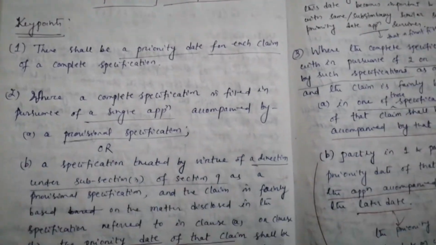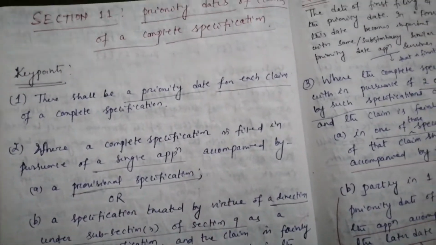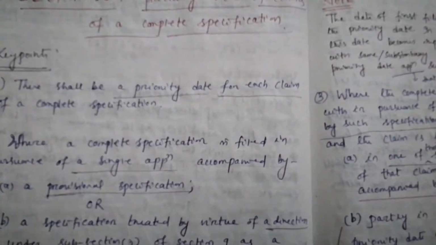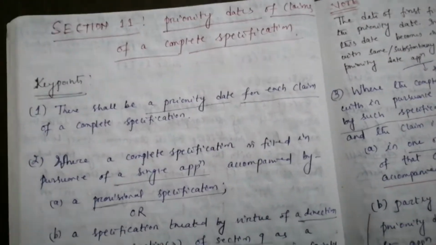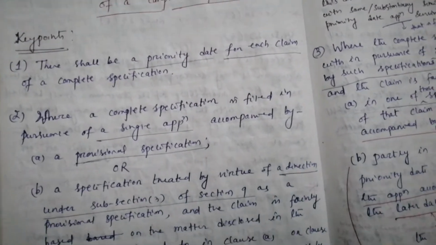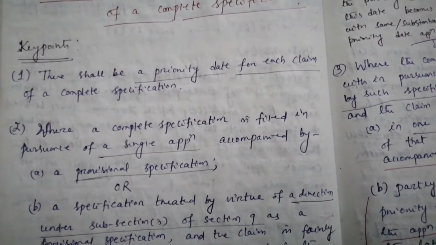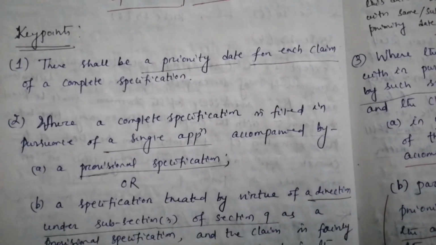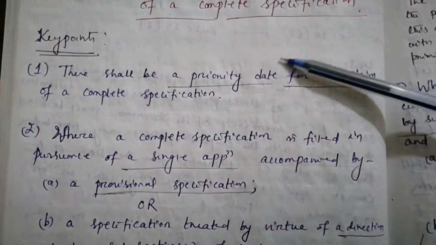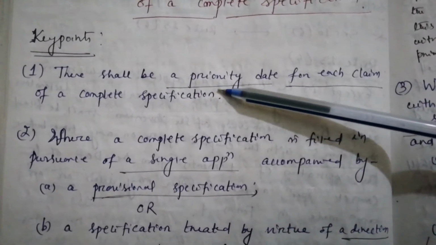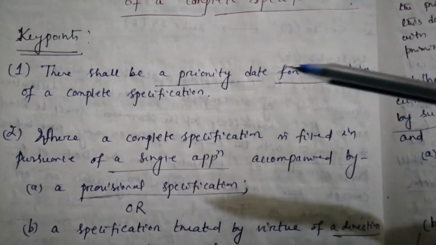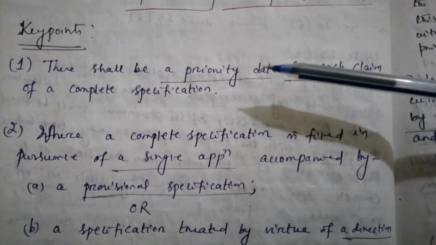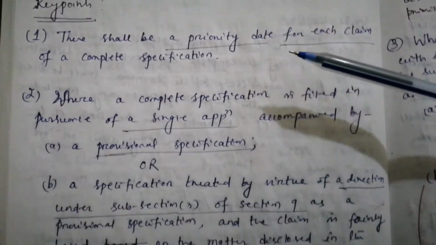I will explain all the 8 subsections through my key points. So please go through the bare act as well. Subsection 1: There shall be a priority date for each claim of a complete specification. As I always say, please look at the underlined words: a priority date for each claim. That means for each claim there must be a priority date.